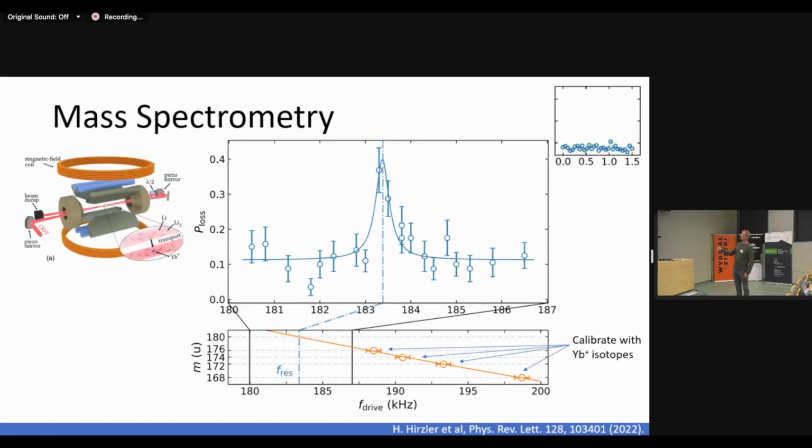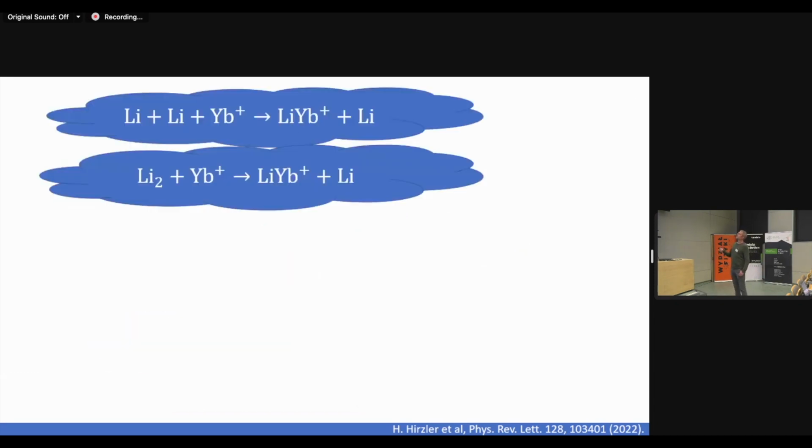The nice thing is that we can calibrate it with the zillion isotopes that we have of ytterbium. These are all ytterbium isotopes of different masses. And we see at the resonance of the molecular ion a nice peak. So indeed, we make molecular ions, but they don't live very long. So the next thing to decide is to see whether it's three-body recombination or dimers colliding with ions that actually create these molecular ions.